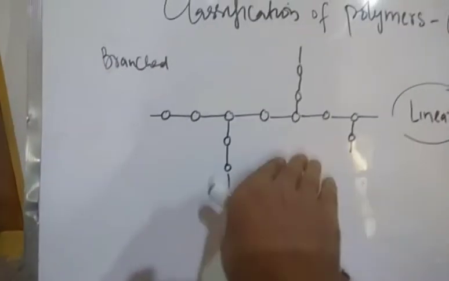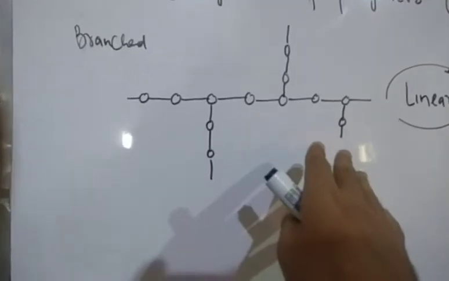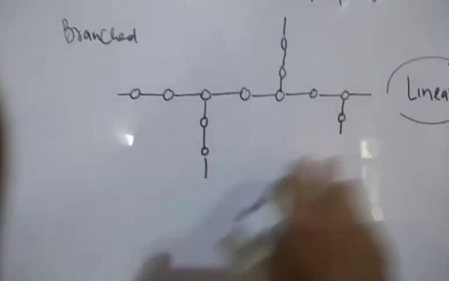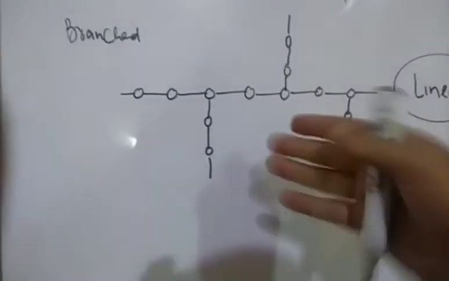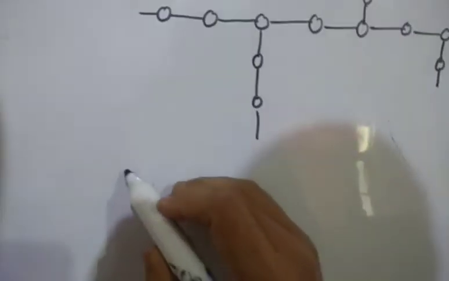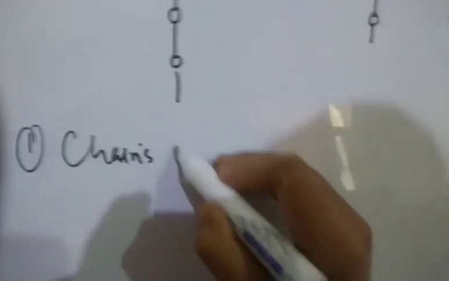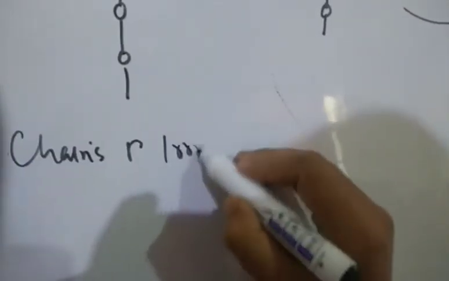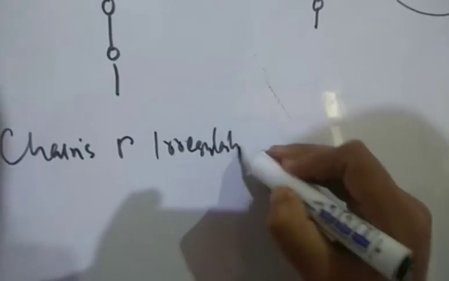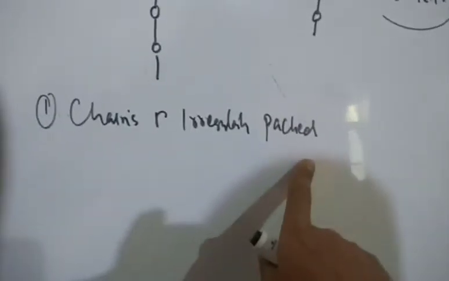Now what happens because of this? Number one, if you want to pack it, it is very difficult. The packing becomes very weak. So because of this branched structure, the chains are irregularly packed. While in our earlier linear case, the chains were regularly packed. So here the chains are irregularly packed.